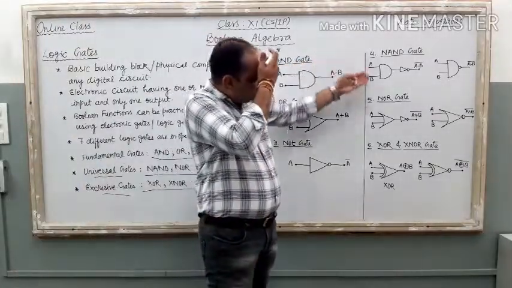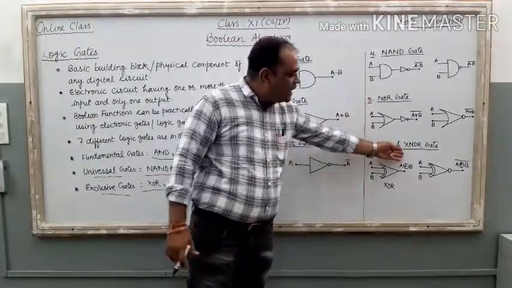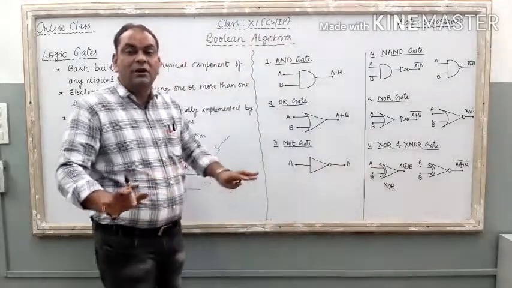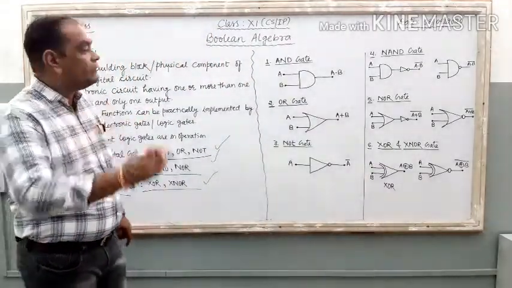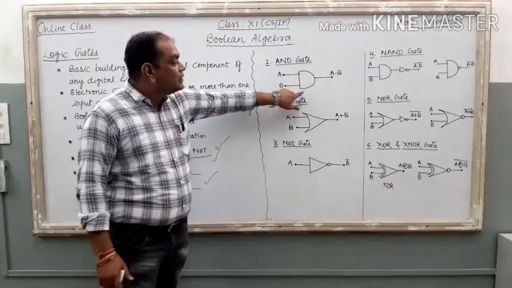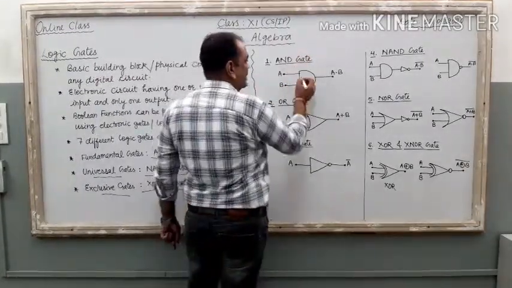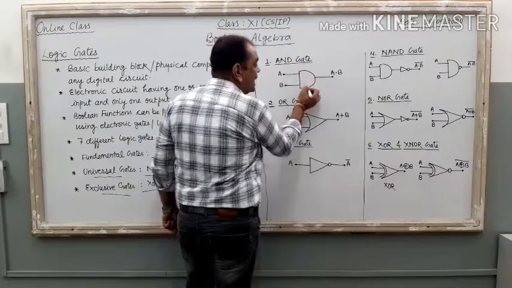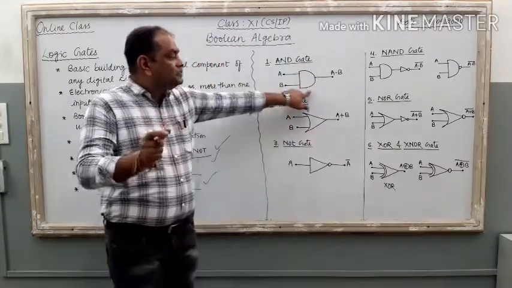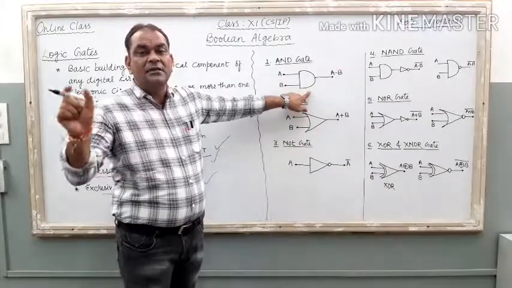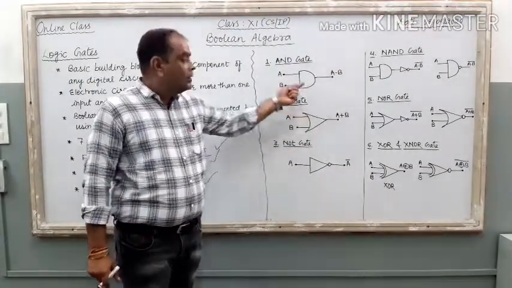Come to the next part of the board. Here are the NAND gate, NOR gate, XOR and XNOR gate. The diagrams of all these 7 logic gates are available on this part of the board. Very first, just see the AND gate. Make a big D, just like the capital D of our English language.